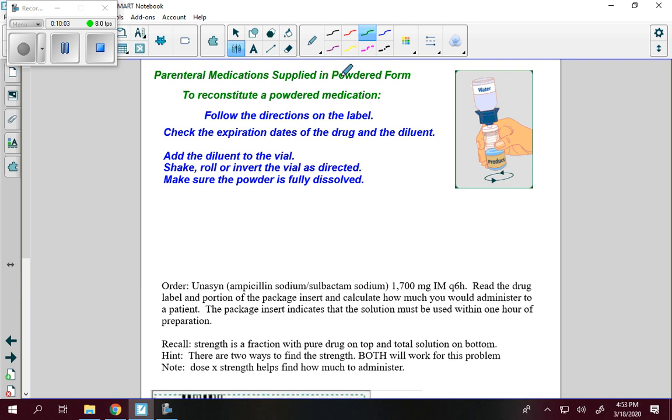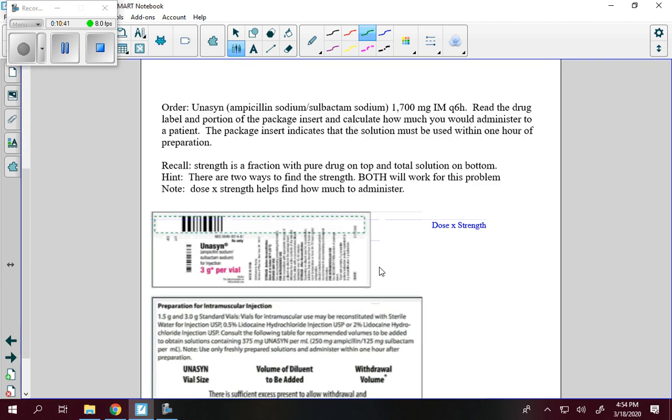So, parenteral medications supplied in powdered form. To reconstitute a powdered medication, we're going to follow the directions on the label, and check the expiration dates of the drug and the diluent. We're going to add the diluent to the vial, shake, roll, or invert the vial as directed, and make sure the powder is fully dissolved. If you think about it, it has to be fully dissolved because you can't have clumps go up into syringes. It's like if you make a protein shake, you want to make sure all that mixture is dissolved in the liquid before you drink it.